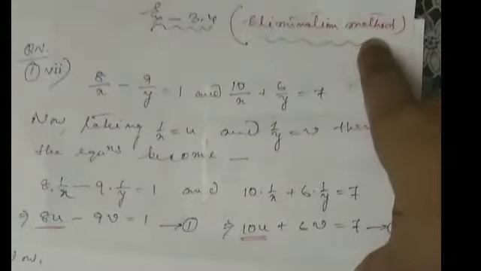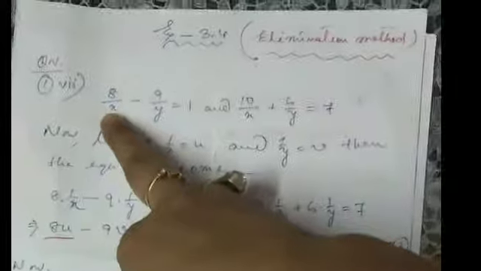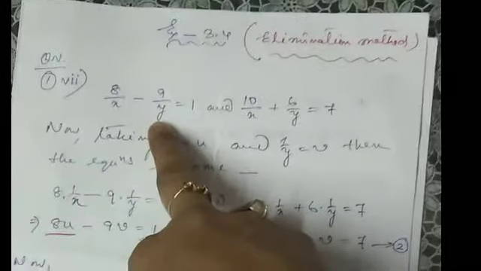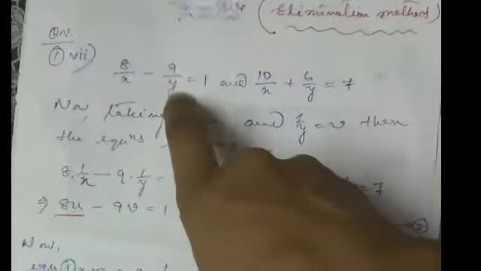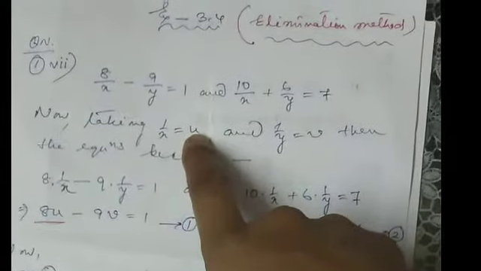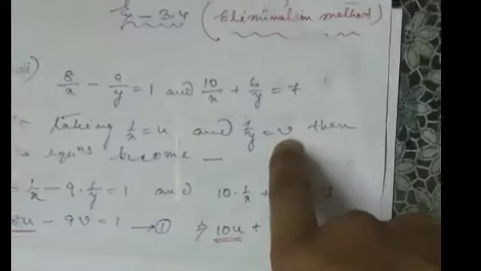this is the elimination method, and it is in exercise 3.4. The pattern of the equations may be anywhere, whether substitution, elimination, or the other one, cross multiplication. But if you find x and y in the denominators, x in the denominator means 1 by x, and here 1 by y. This format is to be handled by using some other letters. So here I have taken 1 by x as u and 1 by y as v.